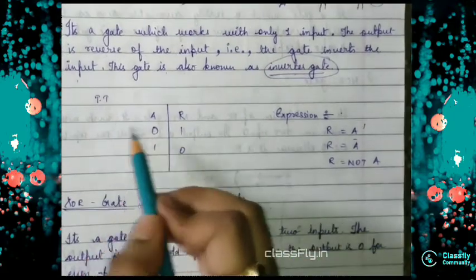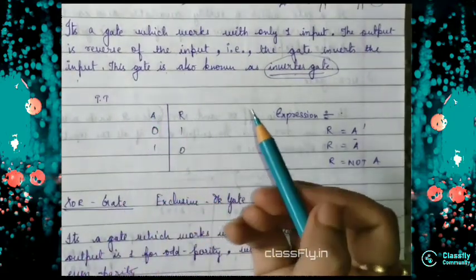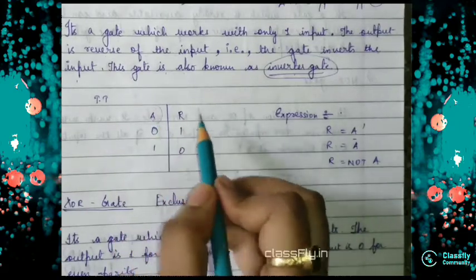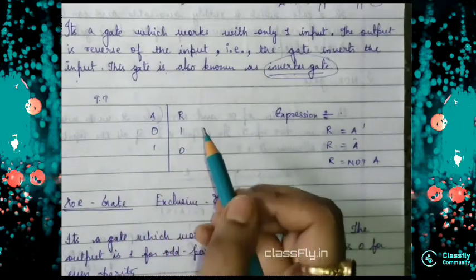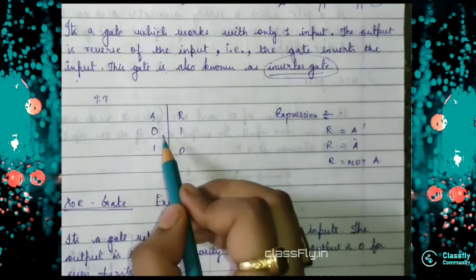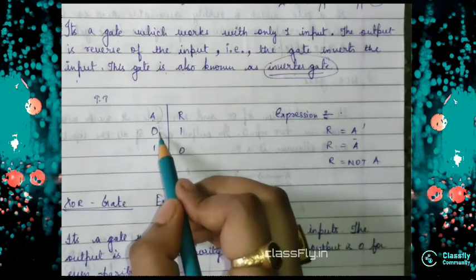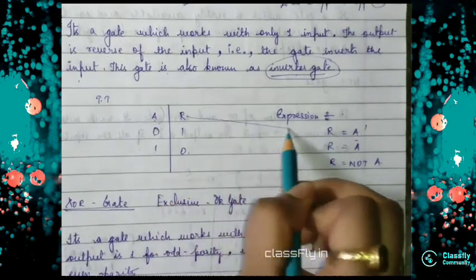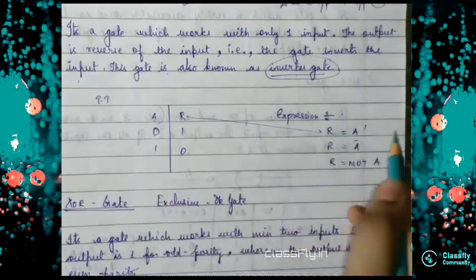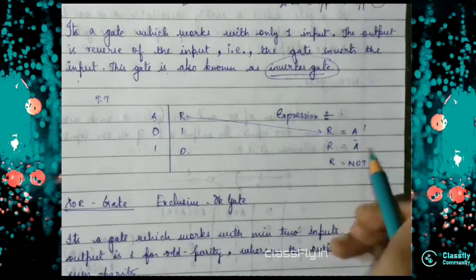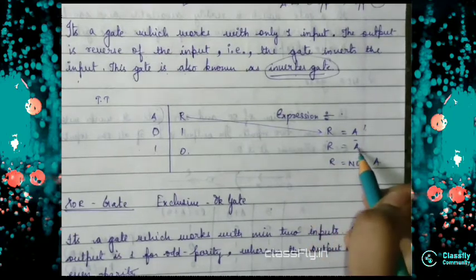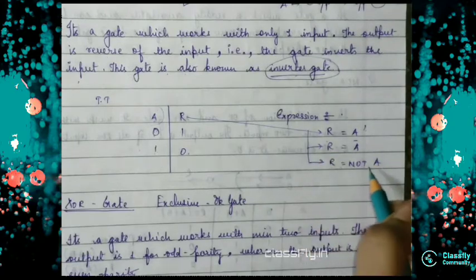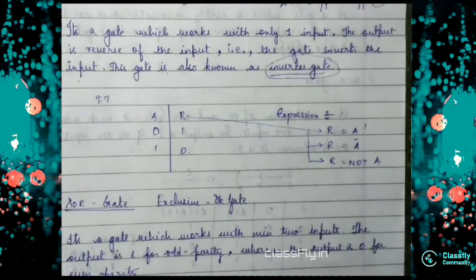Now see the truth table. As it is one input, I will write 0 and 1. As it is known as the inverter gate, I will get the inversion of the 0, that is 1, and for 1 I will get 0. Now as I represented my output as R, my expression will be R is equal to A dash, or I can write R is equal to A bar, or I can write R is equal to NOT of A.